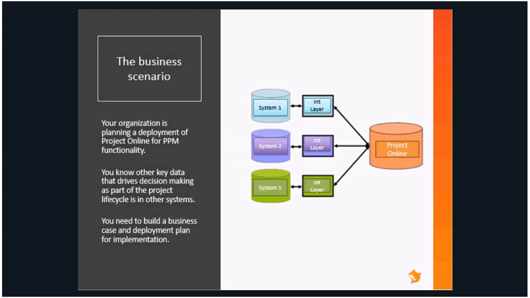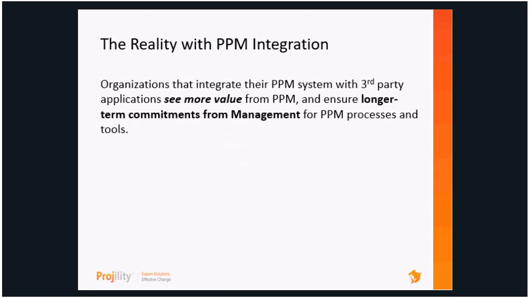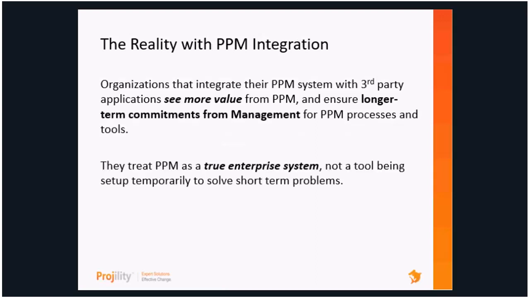So ideally, this is one of the business scenarios you're facing. You're looking to implement PPM, and you're also looking to have it access other information from other systems. The reality, though, when you're integrating PPM, after you've gotten it up and running, organizations that integrate their PPM solution with a third-party tool, they tend to see a lot more value from PPM, and they see it as a longer-term commitment for management than just implementing PPM on its own. Those are the folks that are really treating PPM as an enterprise system they're going to rely on for enterprise decision-making information. It's not a tool they're setting up just to temporarily solve a specific problem or meet the requirements of a program.